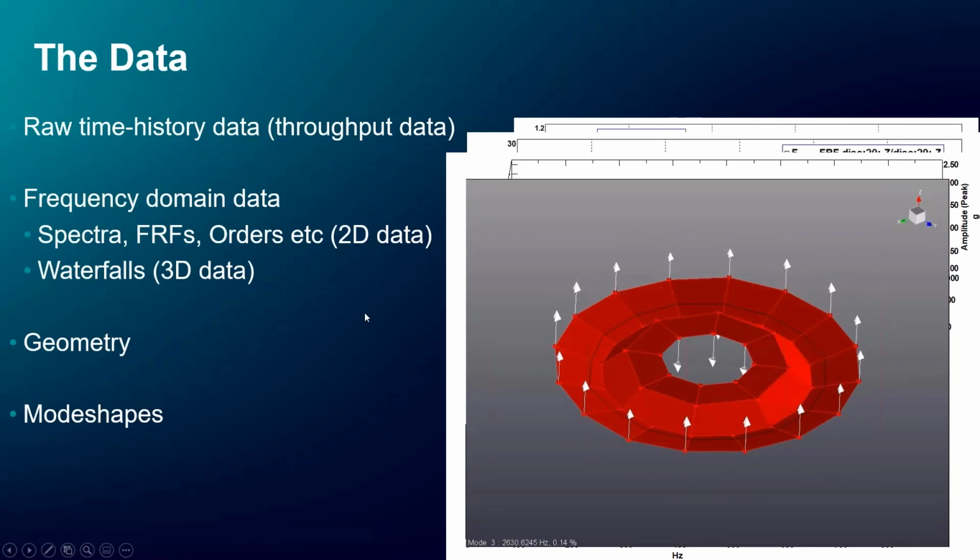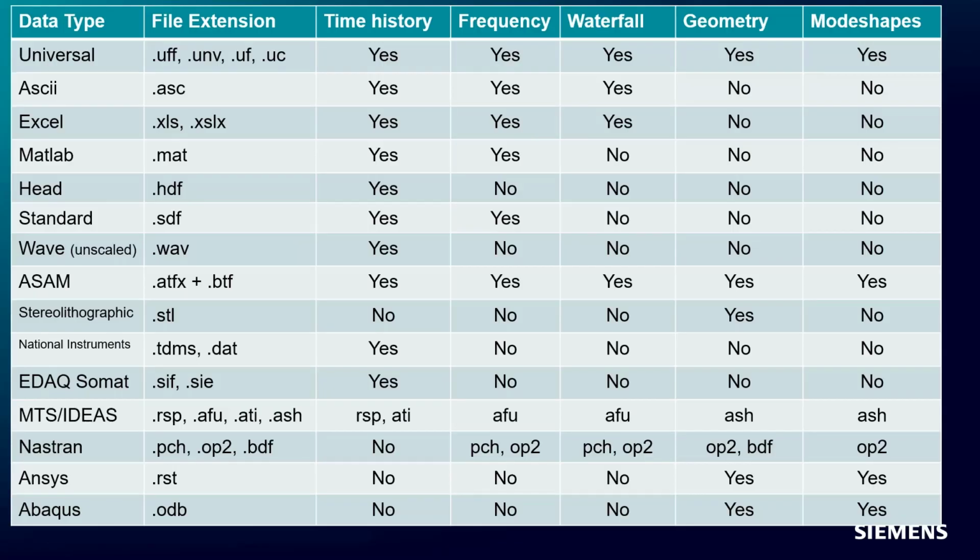And we have seen that a lot of different software generate different types of file formats. The common ones I'm going to show you now, but there is a huge list of data that can be brought into TestLab. That is because of the flexibility TestLab offers in terms of reading the data. So the data can be in the form of an Excel file, for example. You can bring in time history data, frequency data, and waterfall data, or they can be wave files where you can bring in the time history data.